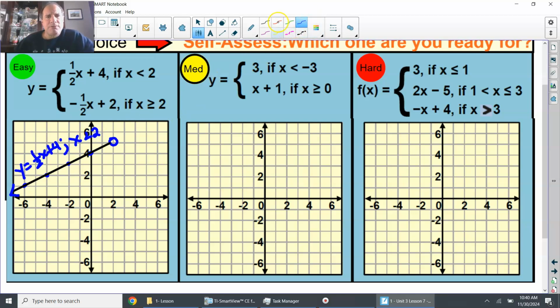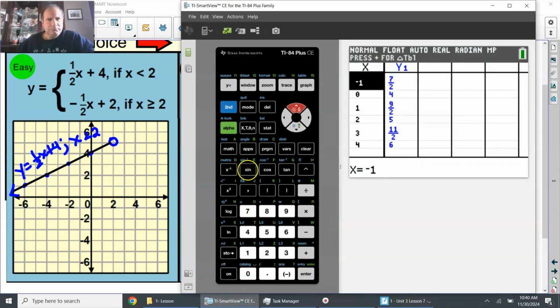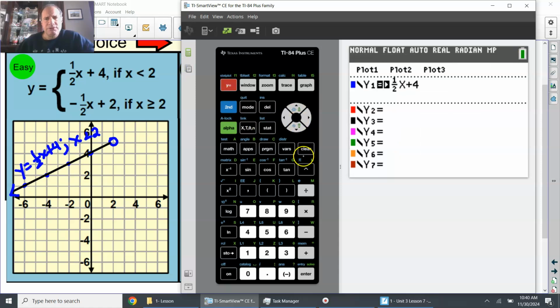So now I am going to do the next one. It's -1/2 x plus 2. So y equals, I'm going to clear that out. And I'm going to put a negative right in, negative 1/2 x.